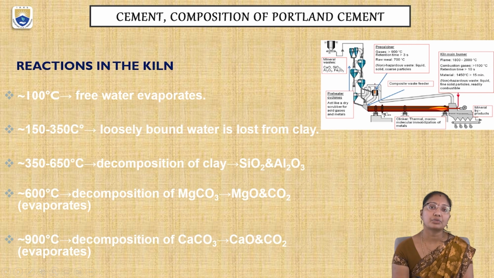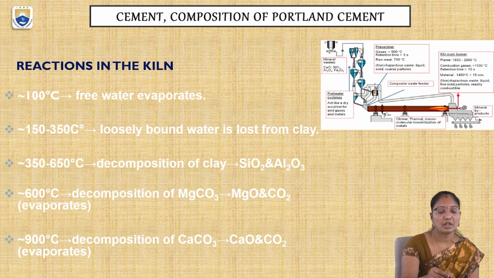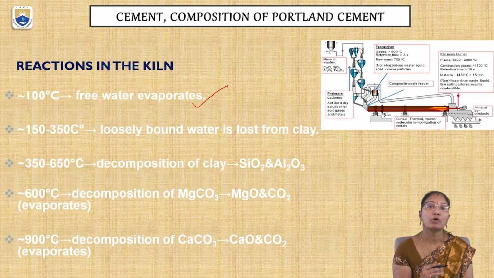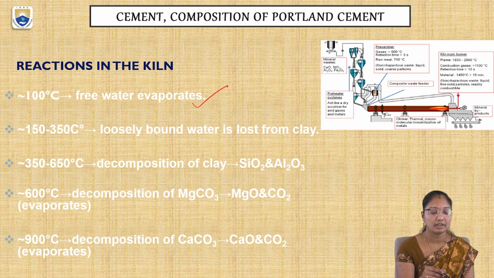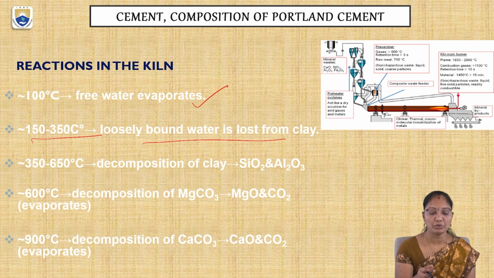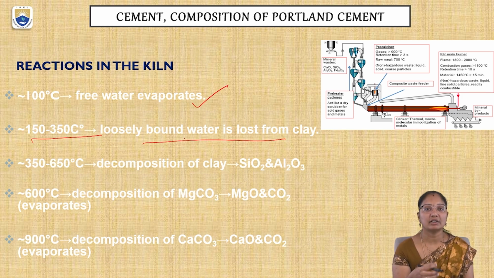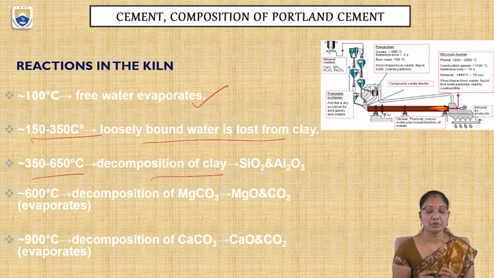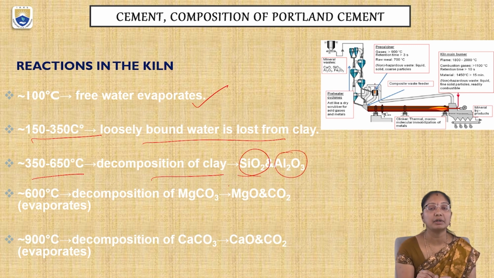Then what are the reactions going to take place in the clinker? At 100 degrees centigrade, any water molecules present in the homogeneous mixture will get evaporated. At 150 to 350 degrees centigrade, the loosely bound water is lost from clay. The clay has absorbing capacity, it has water molecules, and that loosely bound water from the clay gets evaporated. Then above 350 to 650 degrees centigrade, the clay decomposes into silicon dioxide and aluminum trioxide.